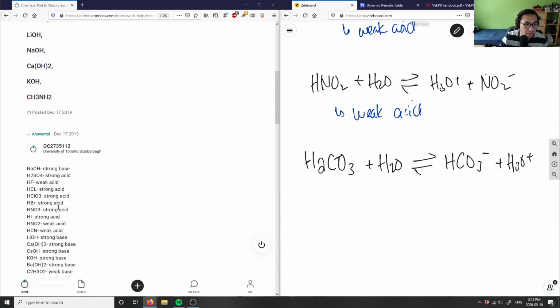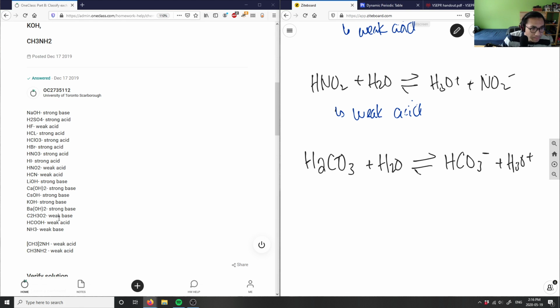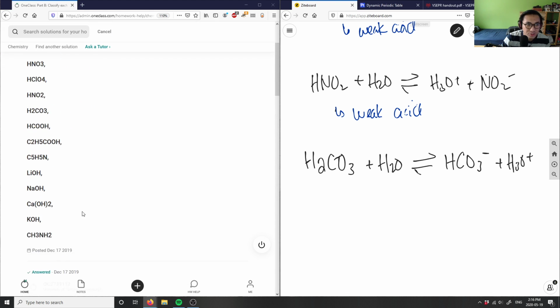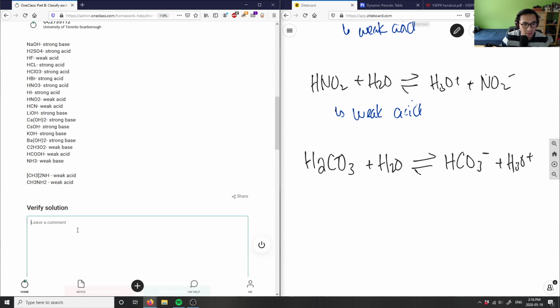Did they include H2CO3 as well? I don't think they included it in this problem here. Yeah, I don't think they included the H2CO3 here. So this was missing, and the HClO4 is missing, right? So let me just write this down first. HClO4, and this is H2CO3.